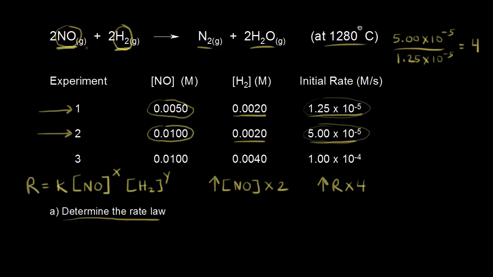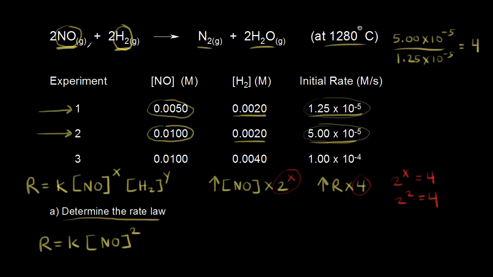Now we know enough to figure out the order for nitric oxide. Because remember from the previous video, we said 2 to the x is equal to 4. So over here, 2 to the x is equal to 4. Obviously, x is equal to 2. 2 squared is equal to 4. So we can go ahead and put that in for our rate law. So now we know the rate is equal to k times the concentration of nitric oxide, and this would be to the second power. So the reaction is second order in nitric oxide.